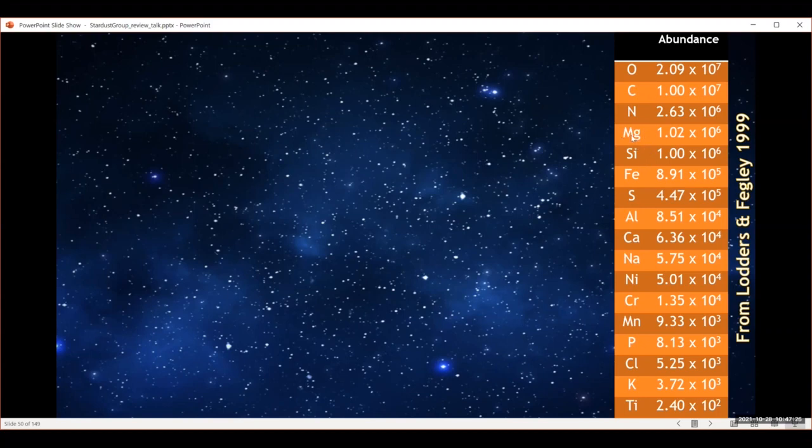You can see here that magnesium, silicon, iron are all about the same abundance at about 1 million. And as you go down to aluminum and calcium, you've got significantly less. And by the time you get down to titanium, it's a very small fraction of silicon. And so what you're going to form depends on what's available to you. It's also going to depend on the pressure.